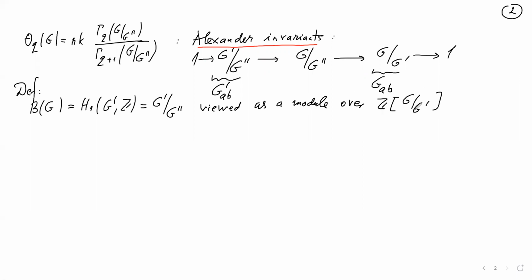And then furthermore, where do these Chen ranks appear? So you introduce the augmentation ideal inside this ring. So this is the augmentation ideal: the sum of all elements whose integer coefficients sum up to 0. So this is the augmentation ideal.